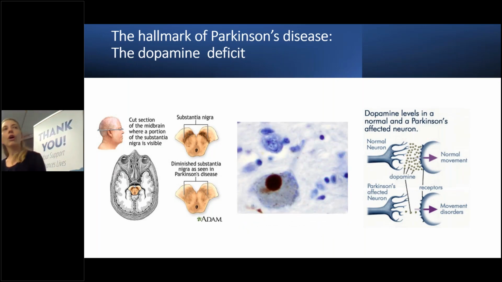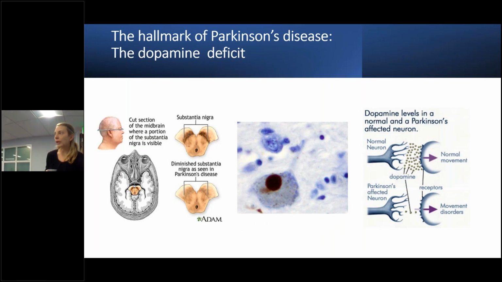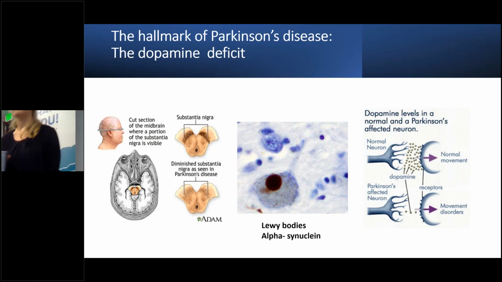And here's a picture of the Lewy body in a brain cell. So in a dopamine neuron, the Lewy body is an accumulation of alpha-synuclein that's basically making the cell unhealthy, so it can't do its job of making dopamine. Questions?